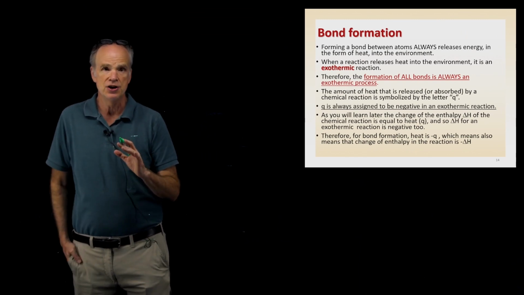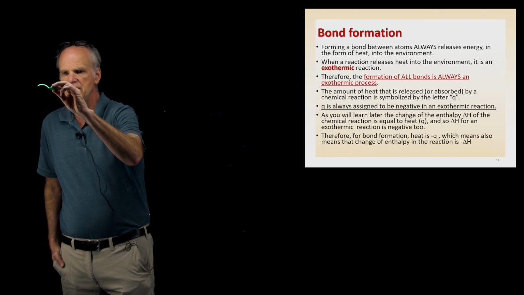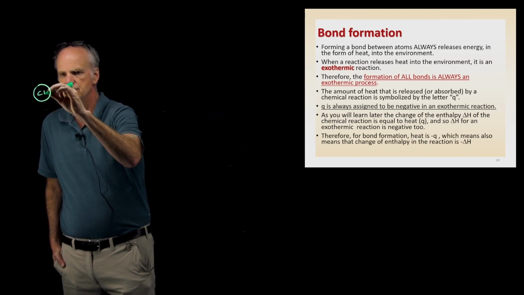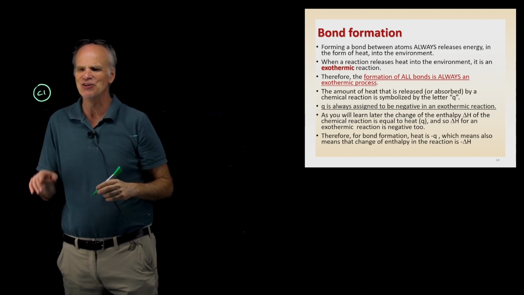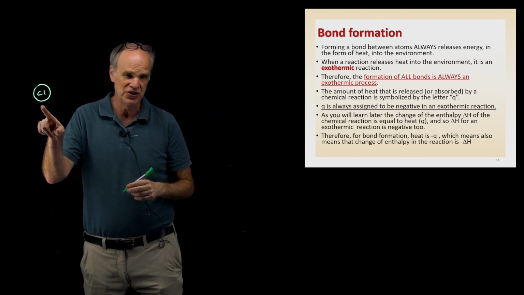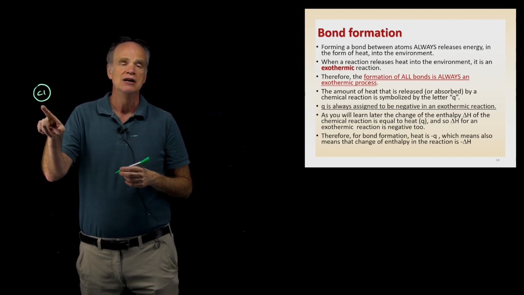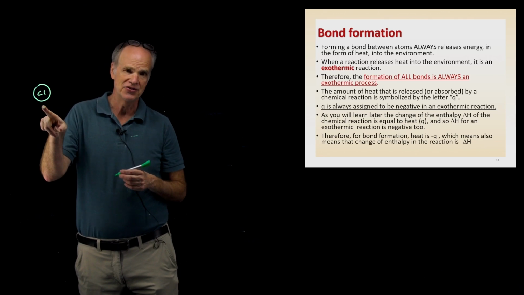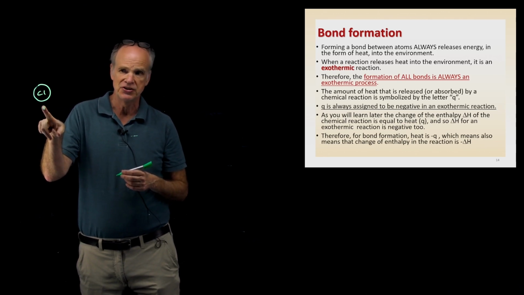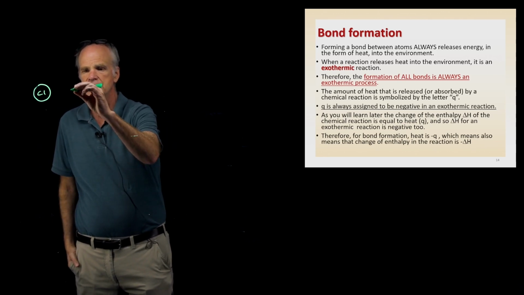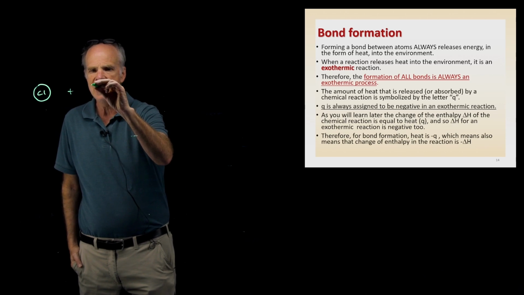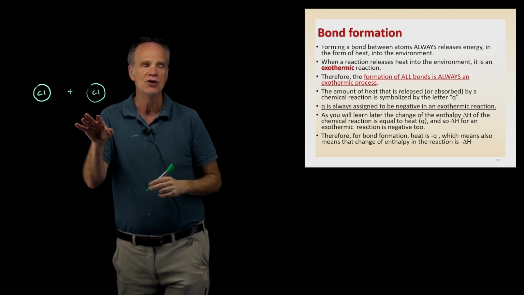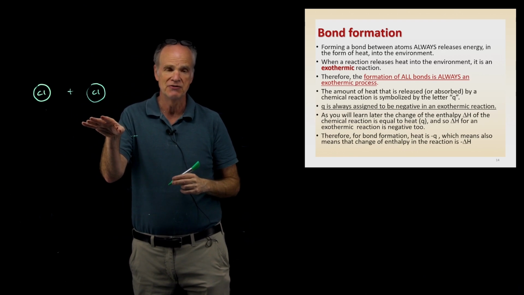Here we're going to imagine you have one chlorine atom. Looks like that. And you imagine this chlorine atom is a neutral atom, and you can look up its location in the periodic table, and it'll tell you that this neutral chlorine atom has 17 protons and 17 electrons. And we're going to add that to another chlorine atom. It's also neutral, 17 protons and 17 electrons.